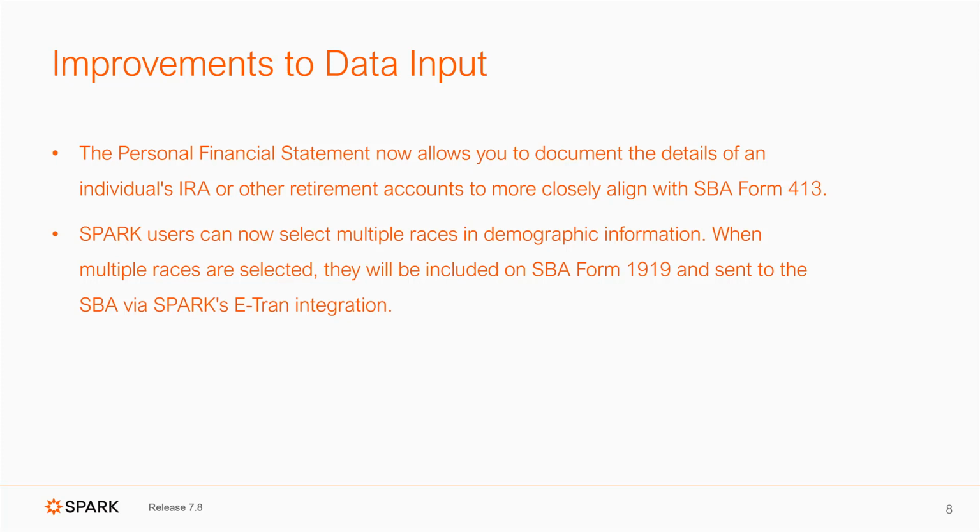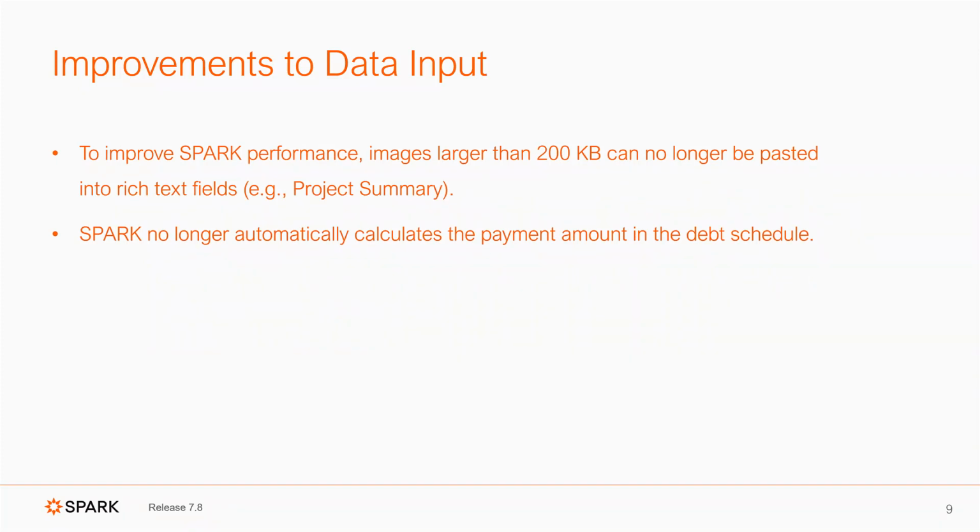And Spark users can now select multiple races in demographic information. So instead of a drop-down menu, that's now a multiple selection checkbox. You may have run into this in the past. If you copy and paste images into any rich text field in Spark, Spark is now going to give you a warning if it's over the maximum image size, which is 200 KB. So previously, if you pasted an image into one of those fields and it was larger than that, it may have caused the page to hang. It took a while to load. So now you'll be alerted if you're copying and pasting an image that's larger than that limit into those fields.